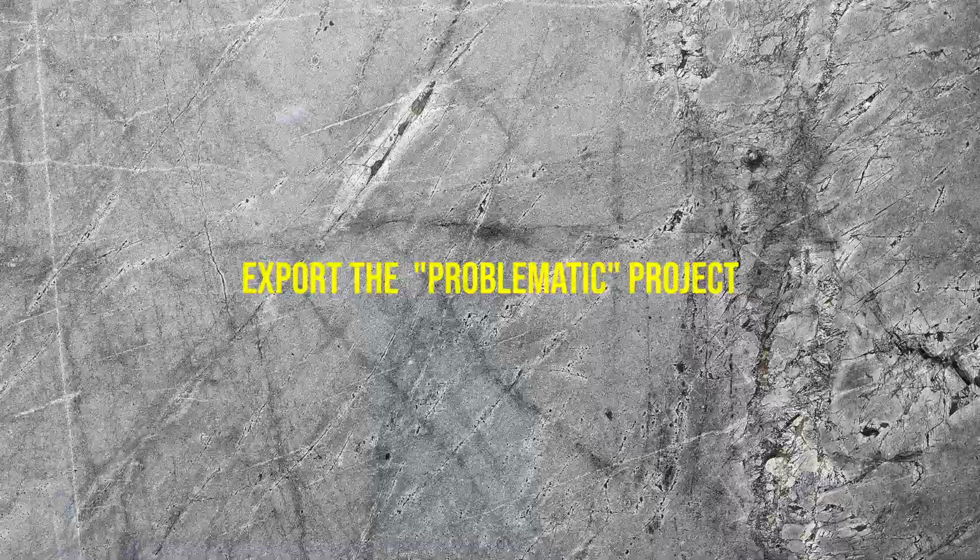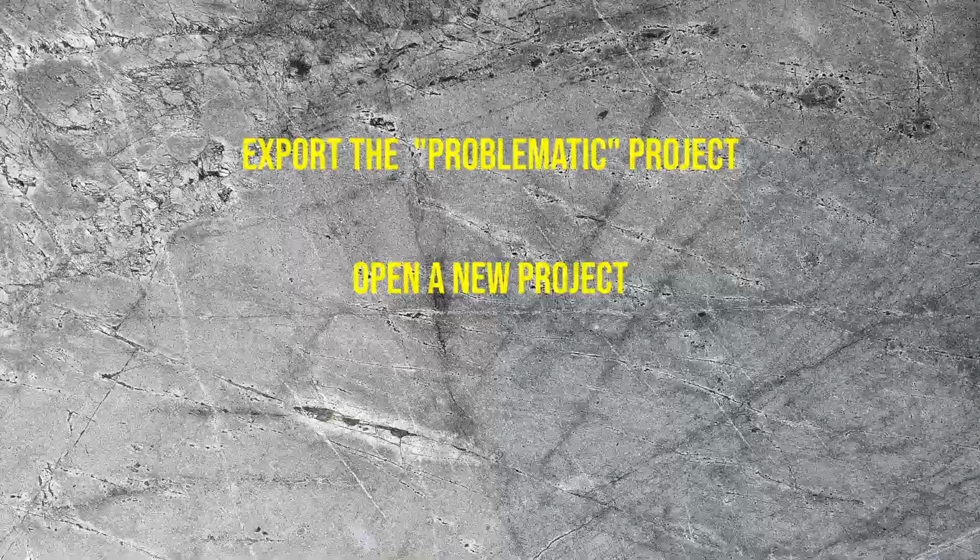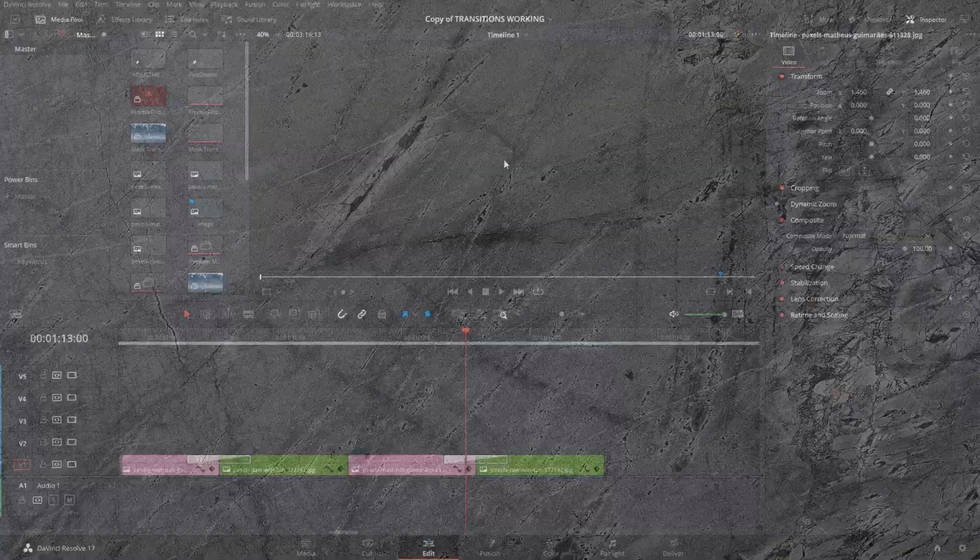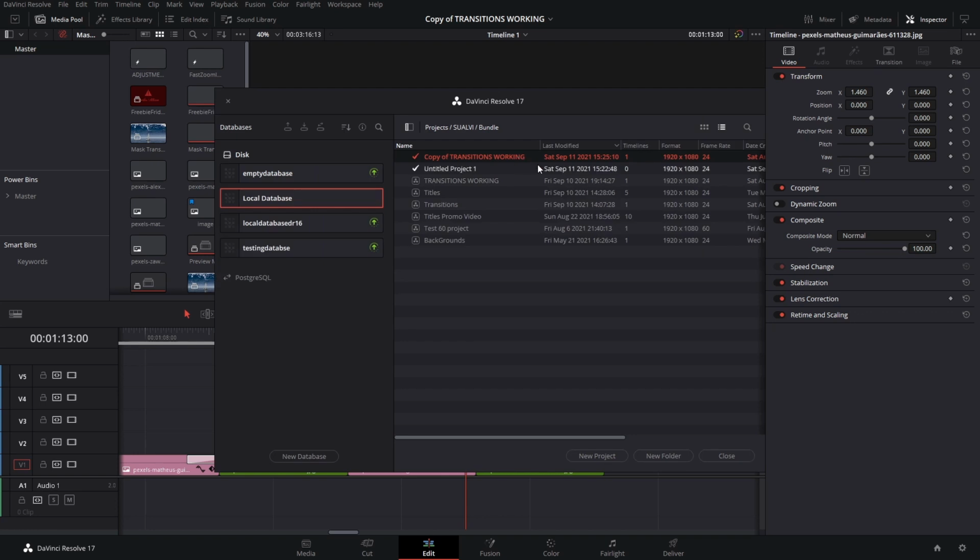Simply export that project that you are having issues with, open a new project, and then you can save this new project. And then when you go here, you will have this new one, and then you can just erase the other one.